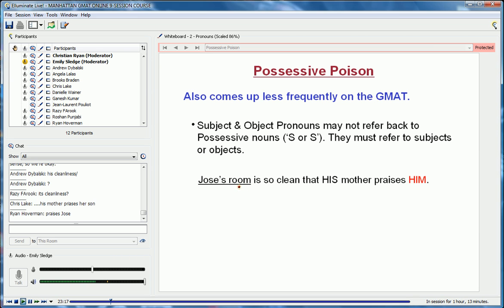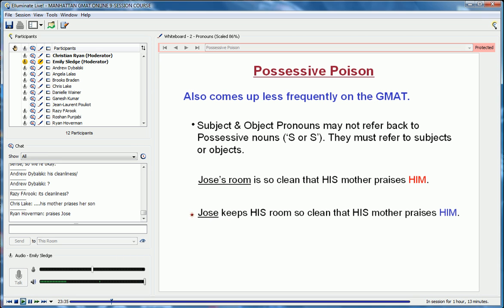Chris is suggesting her son. His mother could possess him, right? And son is very clear. It's a noun instead of a pronoun. And Ryan, the clearest way to fix it is just to put Jose in the sentence and not use a pronoun at all. Another option is this.